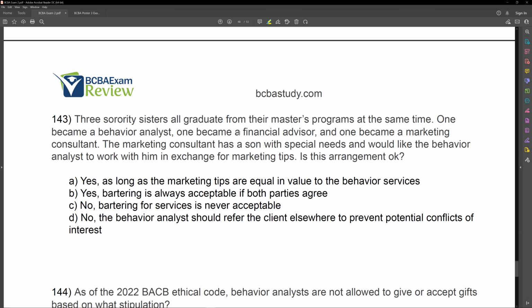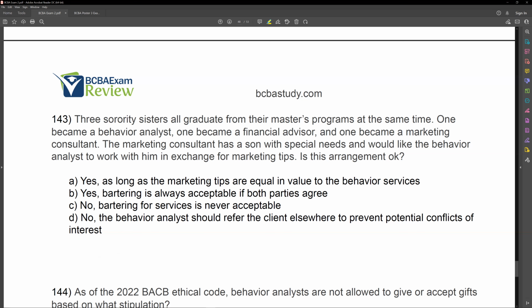In this case, the marketing consultant says, I will give you marketing tips in exchange for you helping my special needs son. If the marketing consultant gives you an hour of marketing tips and you work with the son for 30 hours, is that an equal exchange? Not necessarily. And that's where the stipulation comes into play. If we're going to barter, the value needs to be about equal.